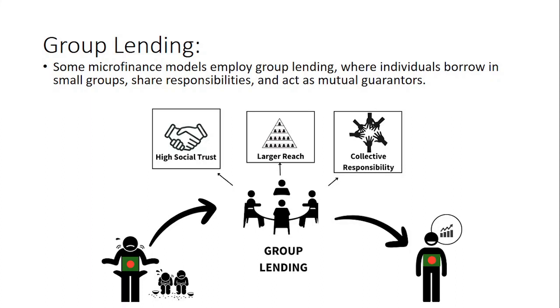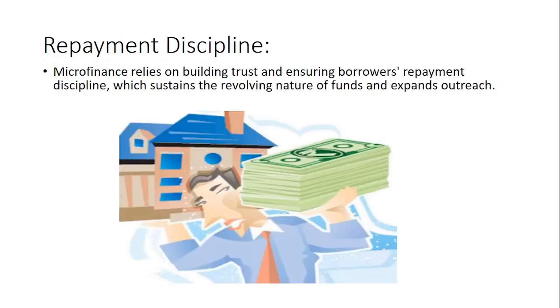If you see the first picture and the second picture, you'll see something in green and red. This is nothing but the Bangladesh flag, because this concept of microfinancing started from Bangladesh, under the leadership and guidance of Mohammad Yunus. Hence, in this picture we have brought in this Bangladeshi logo to give you an idea that group lending is based on high social trust, larger reach, and collective responsibility. All these three fundamental principles are taken care of in the group lending concept through microfinancing institutions.